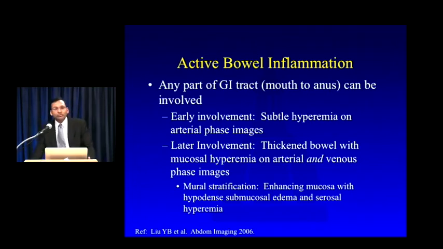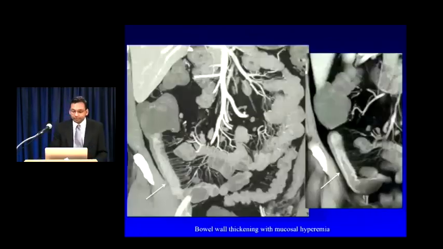Now, later involvement, where you get worsening inflammation, you can make that diagnosis pretty easily whether you're looking at arterial or venous phase images. The bowel is going to look thickened, you may see lots of mucosal hyperemia, and you'll see engorgement of the vasculature feeding those bowel loops. Now remember, patients with Crohn's typically have a classic distribution involving the distal ileum or the terminal ileum, but honestly, any portion of the GI tract can be involved.